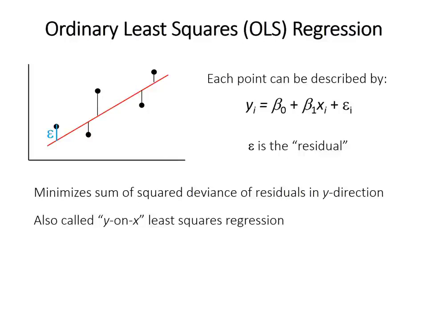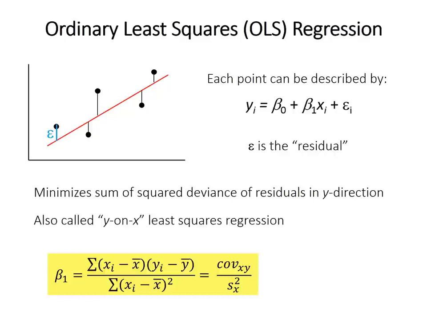So this method is called ordinary least squares regression because the line is determined by minimizing the sum of squares of those residuals, but only in the y direction. So for that reason, it's also sometimes called y on x least squares regression. Notice how you could also imagine residuals, the distance from the point to the line in the x direction, but we don't care about those at all in this method. There are other methods for regression that use different ways of minimizing these residuals, but we're not going to talk about those.